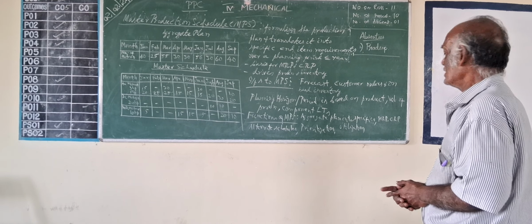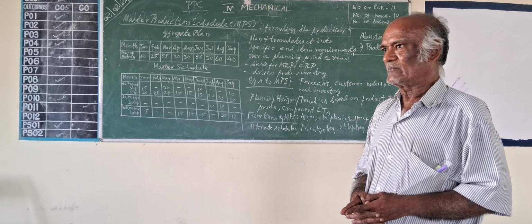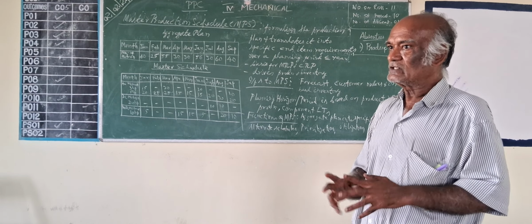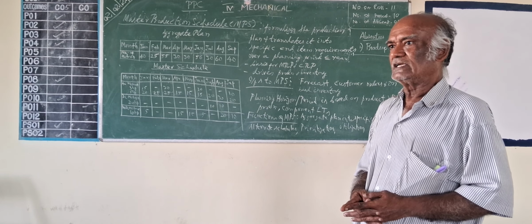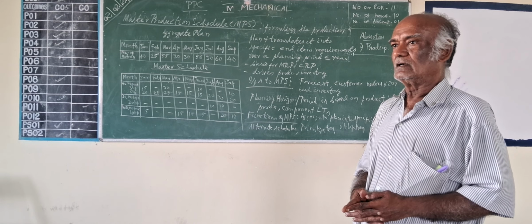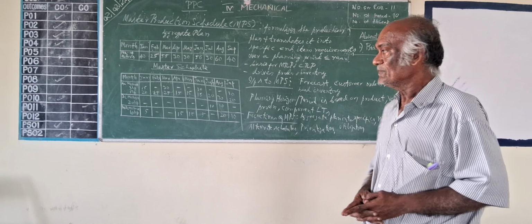Then on-hand inventory. On-hand inventory tells you, at the start of the application, how much you have, either spares or finished products. First you have to release the orders, and you should know the lead time, how much time you will take to get the items, and then release the orders properly. That will take care of the market.